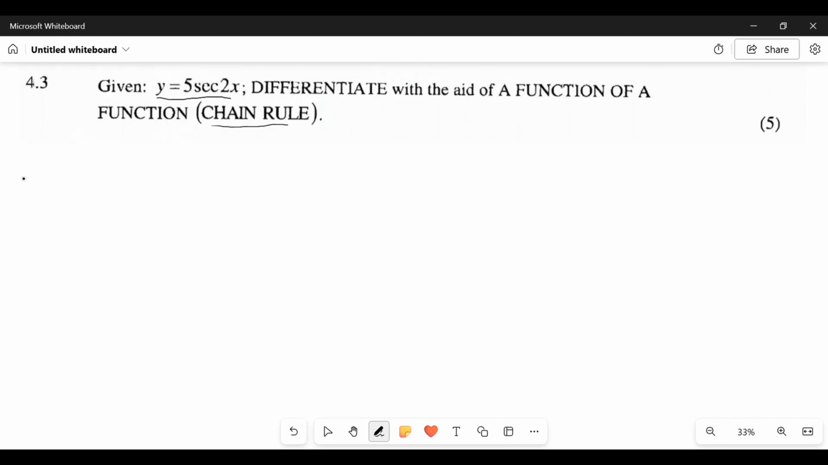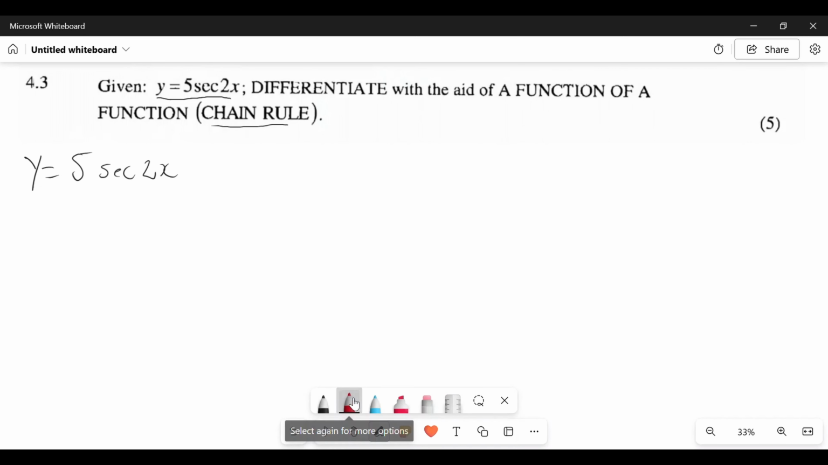Now I'm going to rewrite this expression. Again, we have y is equal to 5 sec 2x. There we go. So they want us to differentiate this here using the chain rule. Now when you use the chain rule, guys, you need to be able to find the inner function and the outer function. Now let me just highlight with colors there. So I'm going to highlight the inner function with red. So 2x here, guys, is the inner function.